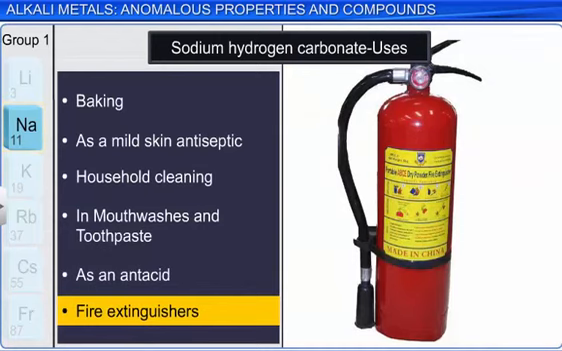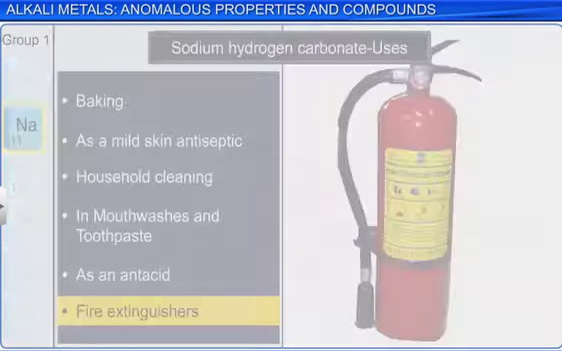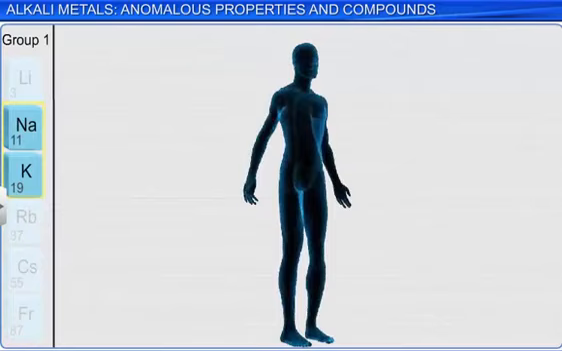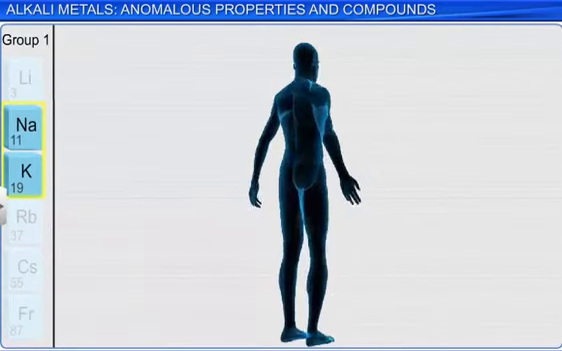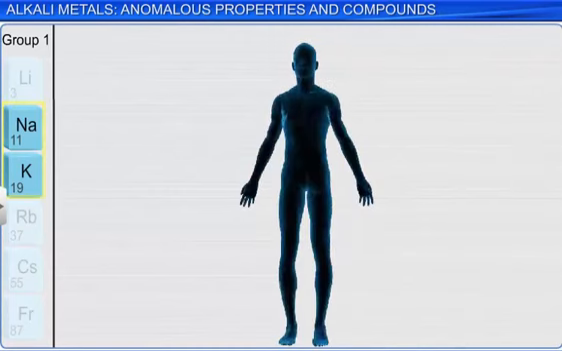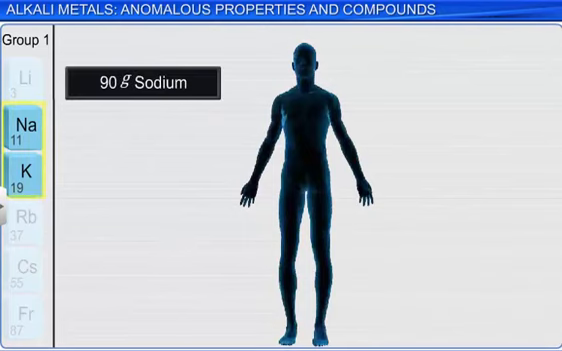Both sodium and potassium have important biological roles. They are present in relatively large amounts in the human body. In an average adult male with a body mass of 170 kg, about 90 grams of sodium and 170 grams of potassium are present.